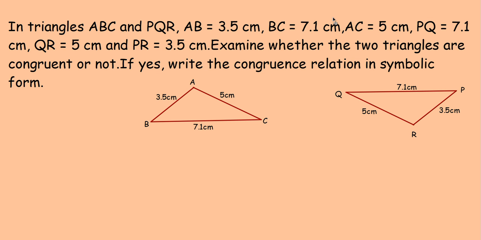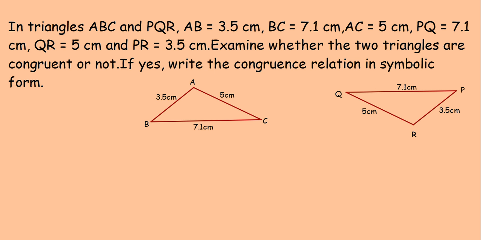Here you have a question. In triangles ABC and PQR, AB is 3.5, BC is 7.1 and AC is 5 cm, and PQ is 7.1, QR is 5 cm and PR is 3.5 cm. That means measurements of the sides of triangle ABC and triangle PQR are given. You have to examine whether the two triangles are congruent or not. If congruent, write the congruence relation in symbolic form.